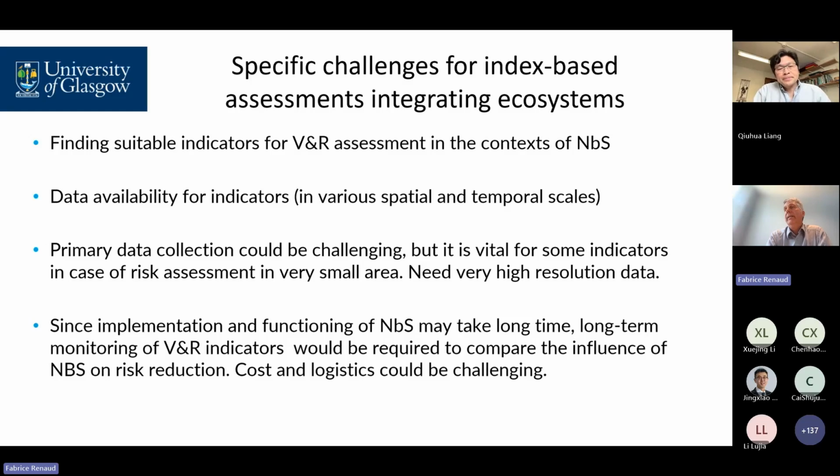The implementation and functioning of a nature-based solution also, we have to recognize that it can take a long time. It can take a long time for a nature-based solution to mature. And therefore, you need to have indicators that are reactive to this time. And this means that the cost in logistics can be challenging.